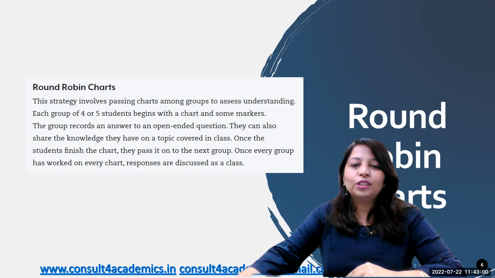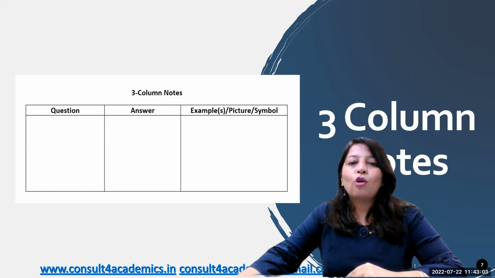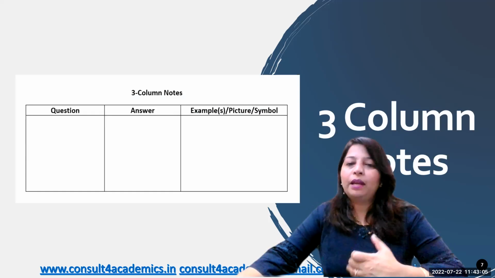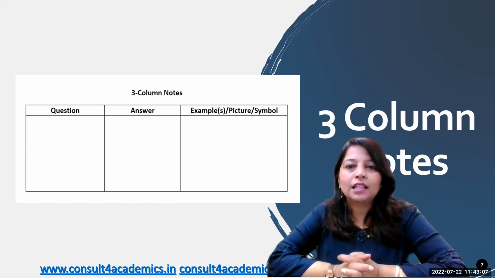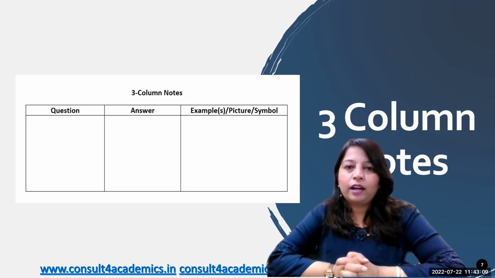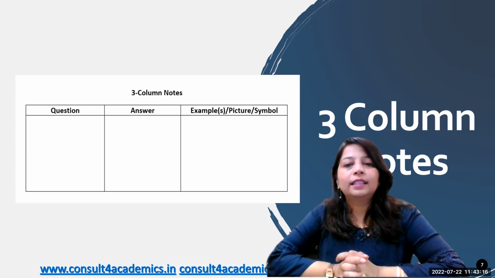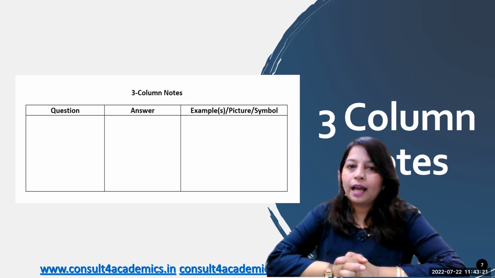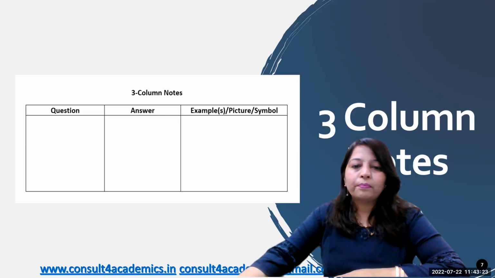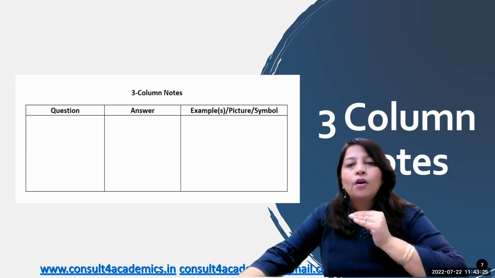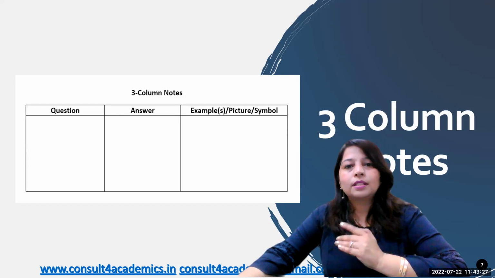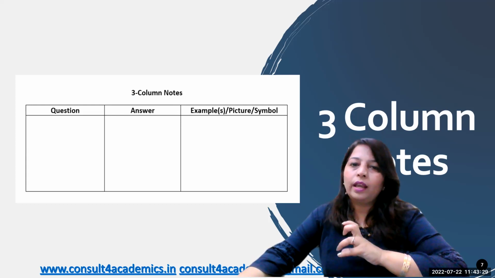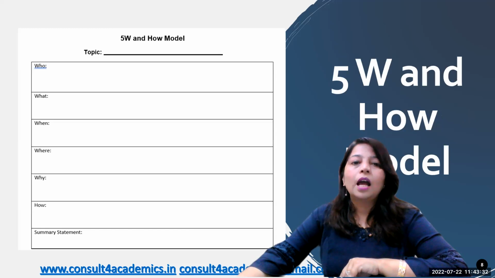Now, move on to the next one. 3-column notes. You may give that kind of chart, that kind of graphic organizer to your students, where students will be able to write the question, the answer, and with the help of examples, pictures, or maybe symbols, they will be able to explain that. So this is another form. This can be done for word meanings as well, right? For synonyms as well. You can just tweak it as per your requirement.